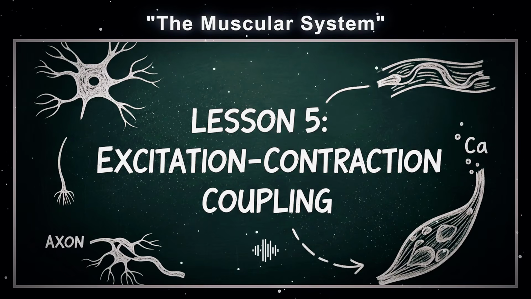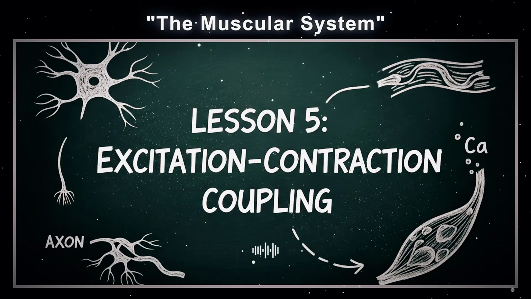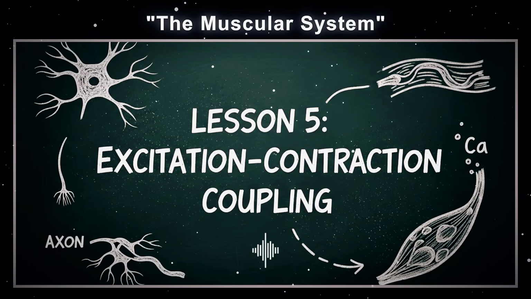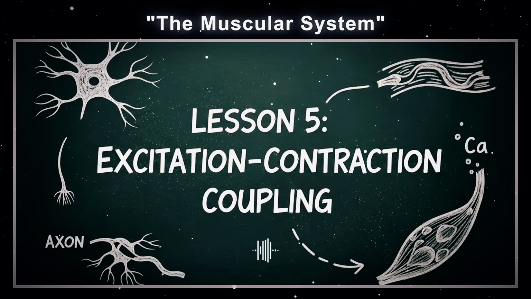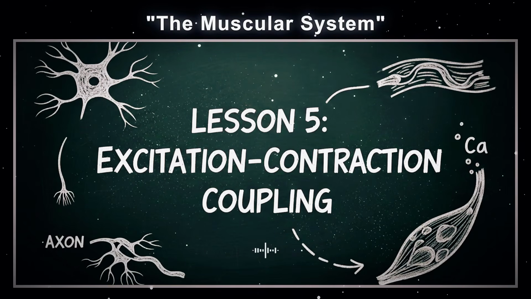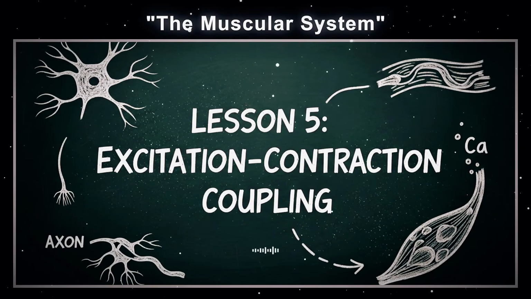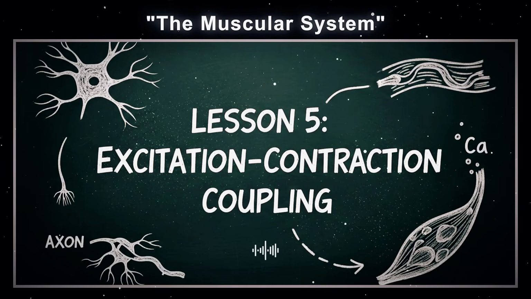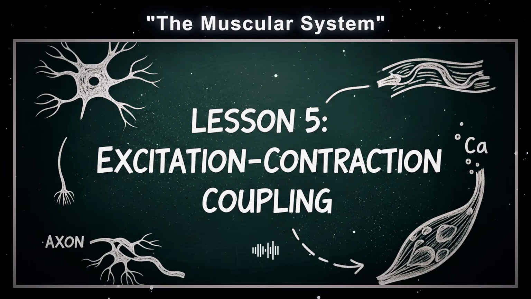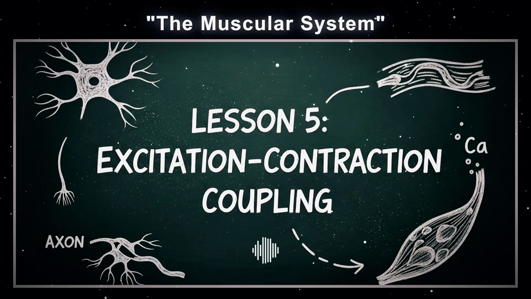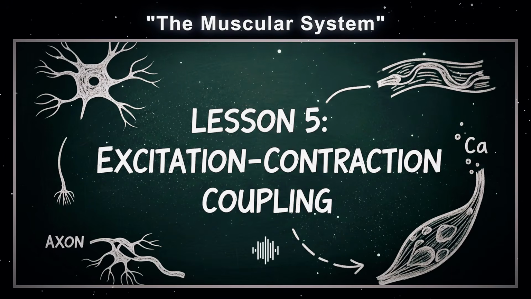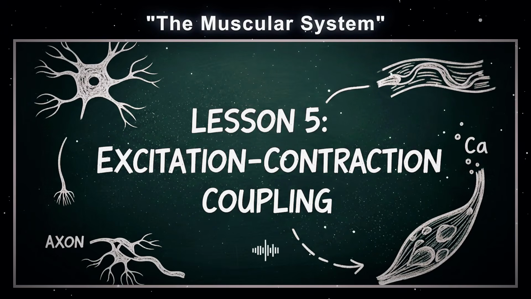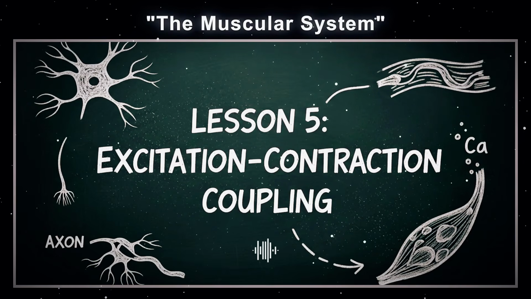We saw the spark ignite. An electrical wave, a ripple of energy called an action potential, began to race across the surface of the muscle fiber. But here is the puzzle we must solve tonight. The muscle fiber is a giant cell. It is thick and dense. The machinery that actually does the pulling, the actin and myosin filaments we met earlier, is buried deep inside the core of this cell, far away from the surface skin where the electricity is flowing.